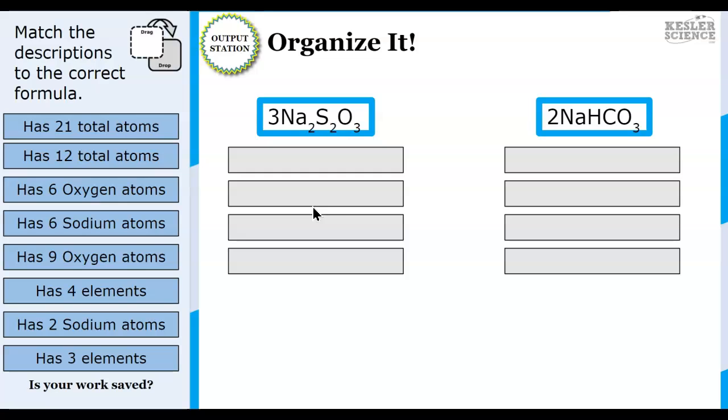So now you're going to organize it. You're going to pull these boxes over and put them under the correct one. So count the number of atoms, count different types of atoms. How many elements does it have? So these boxes will go here.